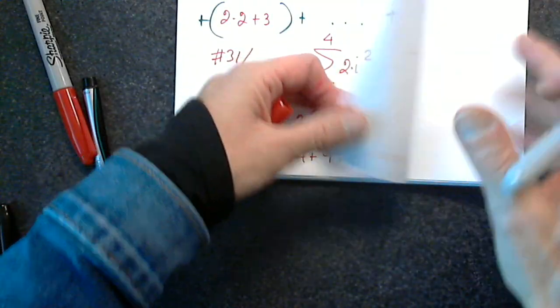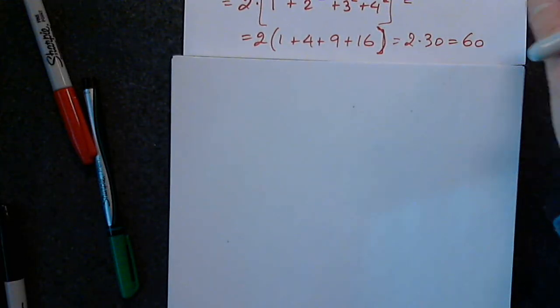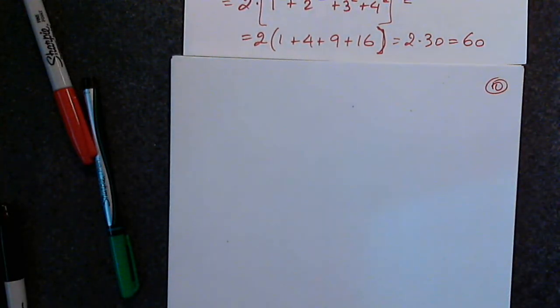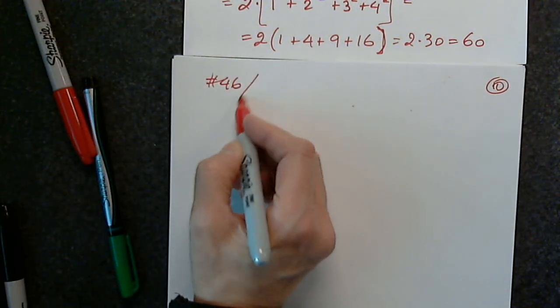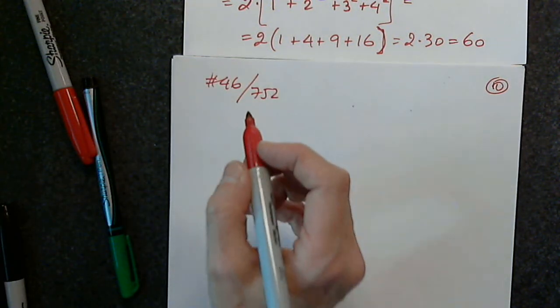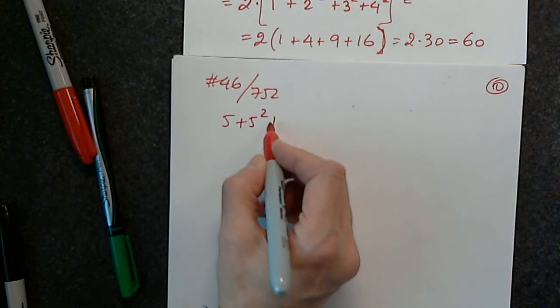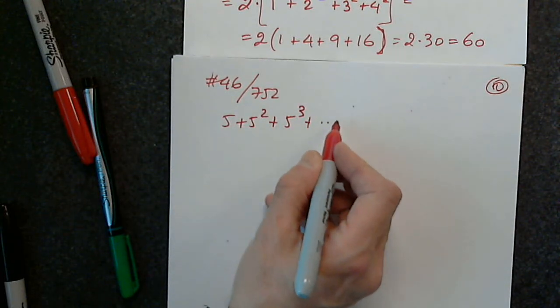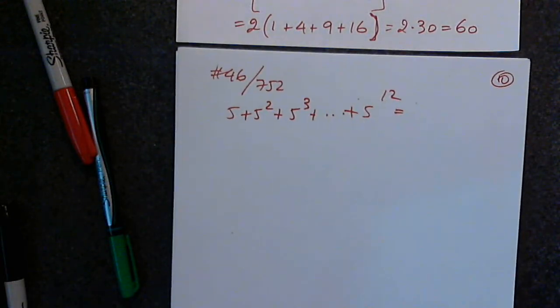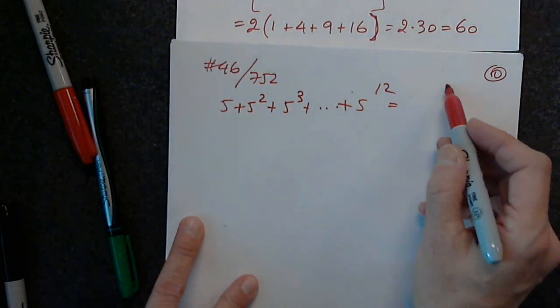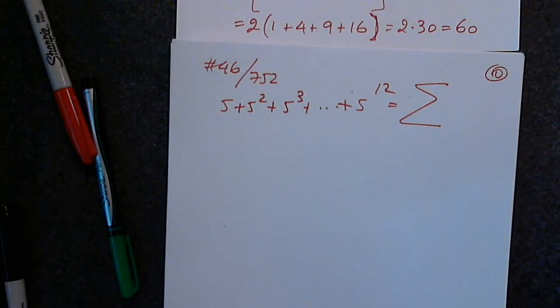Okay, now we are given the expanded sum, and they want us to come up with... this is 46 on the same page, 752. So 5 plus 5 squared plus 5 to the third plus dot dot dot plus 5 to the 12th. They want us to use the summation or sigma notation and replace this.